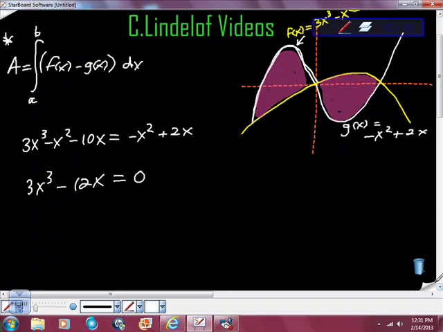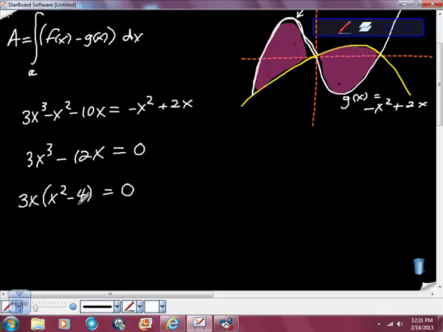What I want to do now is factor out everything that I possibly can. So I think we can factor out 3x from here, can't we? So I factor out 3x. Well, 3x times x squared minus 4 is equal to 0. Still doing just intermediate algebra here. Going to factor this out a little bit more: 3x times x minus 2 times x plus 2 is equal to 0.